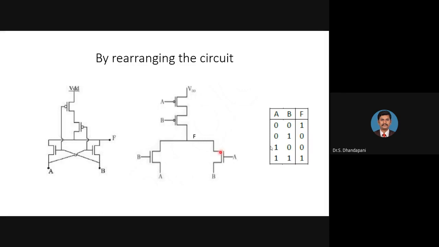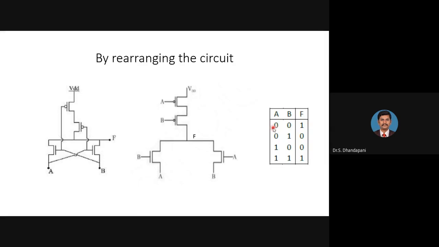Now, let us analyze the first combination 0, 0. When A and B both are 0, 0, that means this PMOS and second PMOS both are on. When both the PMOS are on, the output F is connected to VDD. That means output F equal to 1. So we have completed the first case. When A and B both are 0, 0, the two PMOS are in on condition. This VDD is connected to F. So output F equal to 1, the first condition.